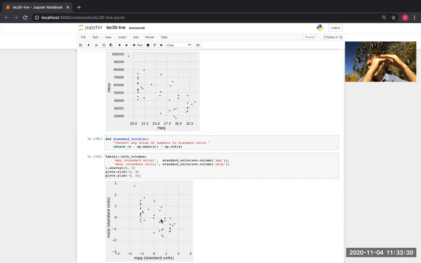And the same for the y-axis. I've stretched them out. So basically what I did is I took these values on this plot and shifted them over to 0 and squished them together so they're around plus or minus 1. So it kind of moved them.